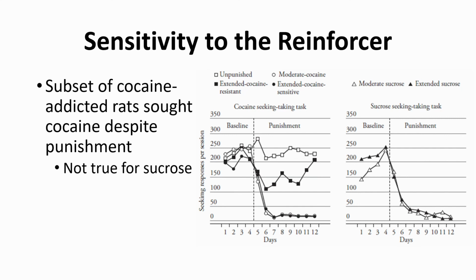But in this instance, they found that rats would persist in seeking out cocaine, even if the act of seeking cocaine led to the delivery of a punisher. But they would not continue seeking out sucrose if seeking sucrose resulted in the delivery of that punisher. So we could interpret this as saying that sucrose wasn't reinforcing enough to overcome the punishing part of the equation, but the cocaine was reinforcing enough to overcome the punishers.